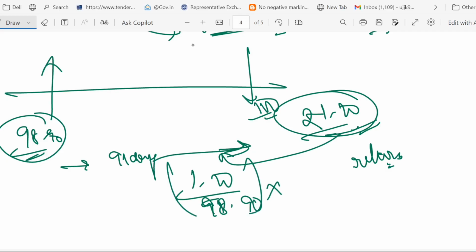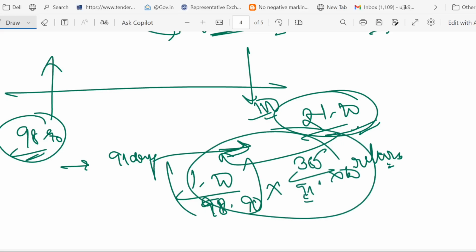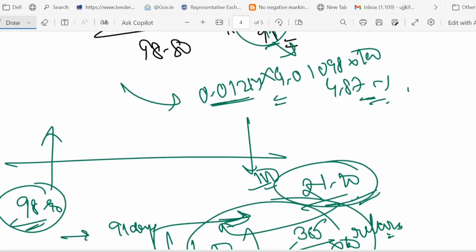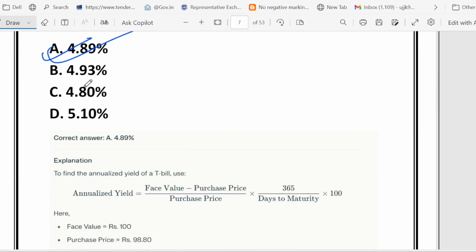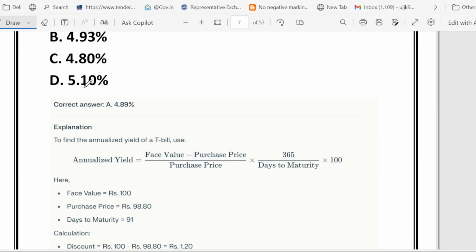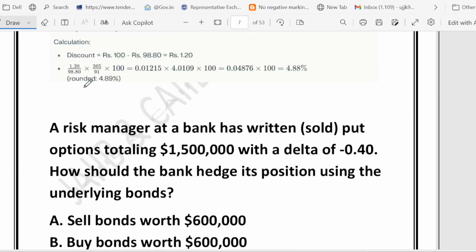How to scale it up? Very simple. You write 365 in the numerator divided by 90 in the denominator, and multiply by 100%. This will give you the yield. This is one of the most favorite questions that IIBF asks every year. Please understand this question. Very important from an examination point of view. Now friends, let's have a look at the next question.